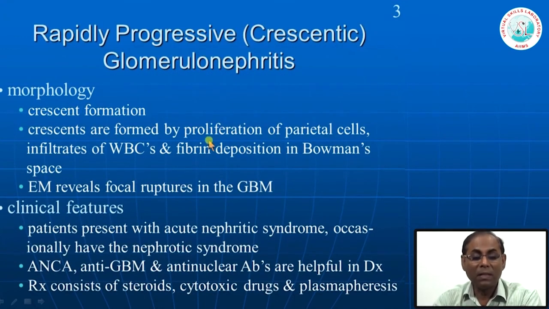Now, the morphology is the crescent formation. Crescents are formed by proliferation of the parietal cells as well as visceral epithelial cells, with infiltration of WBCs, particularly monocytes. There is fibrin deposition in the Bowman space. EM reveals focal rupture of the glomerular basement membrane.